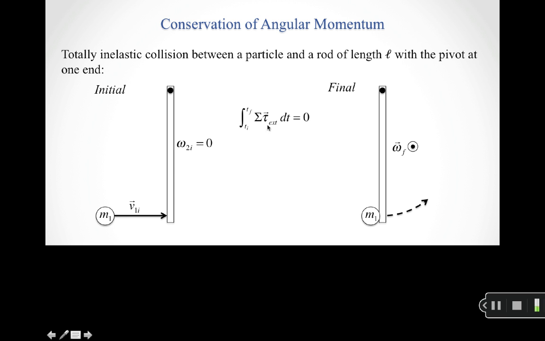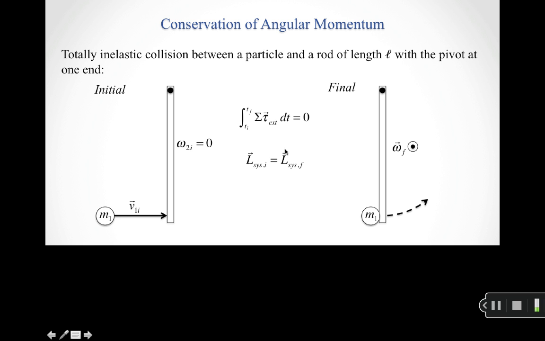Because in this case, again, the net external torque acting on my system is 0, which means that the external angular impulse on my system is 0. So the particle is going to exert a torque on the rod. The rod is going to exert a torque on the particle. But those are internal. I don't have any other forces acting on this system during the collision. So the angular impulse is 0, which means that the angular momentum of my system is conserved.